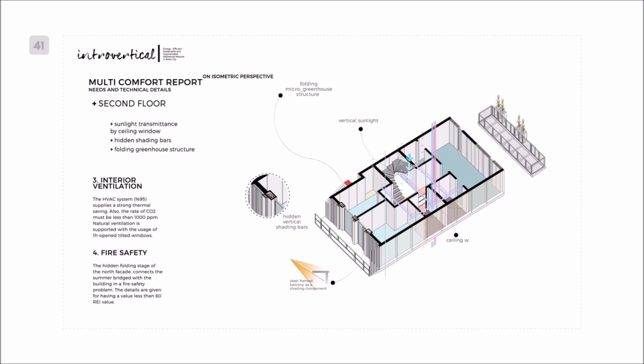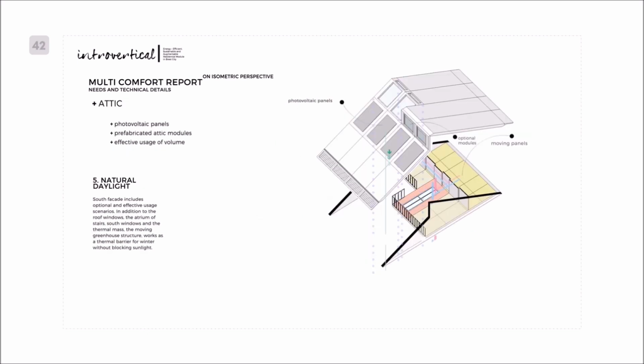42. When we come to the attic floor, we see the natural daylight title. Photovoltaic panels, skylights help to maintain the thermal comfort values of the mass.